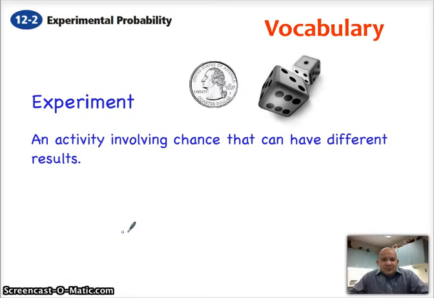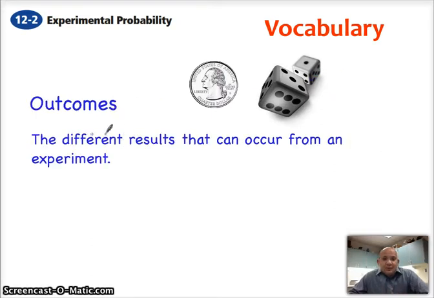First term is experiment. An experiment is an activity involving chance that can have different results. If I flip a coin or if I roll a set of dice, these activities can have different outcomes, different results. I flip a coin, it gets heads or tails. If I roll dice, it can get a number of different number combinations.